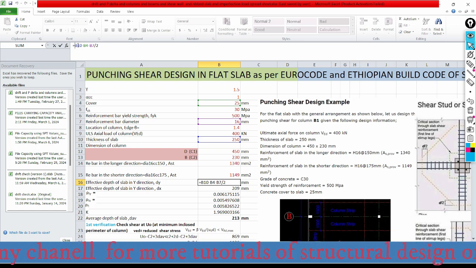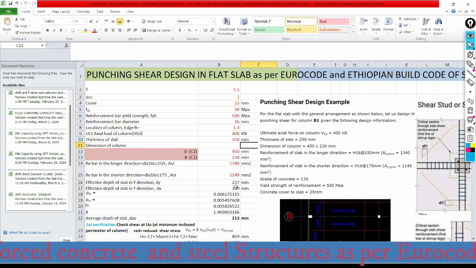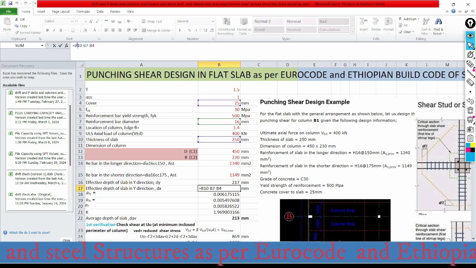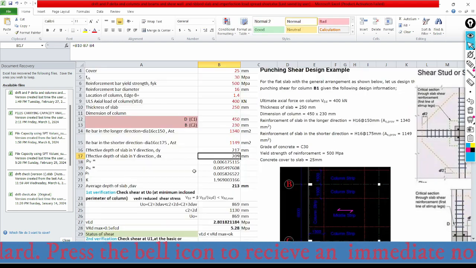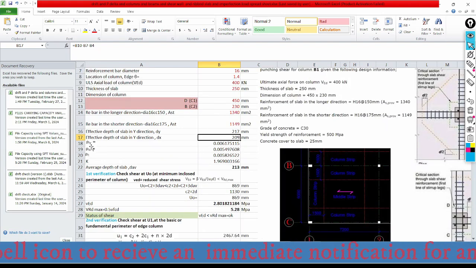Which is the depth of the slab minus the cover minus half the diameter of the main bar. And when we come to the lower one, the depth minus the cover minus the diameter of the bar. So it provides 209. And the reinforcement area in y direction, that is rho, can be calculated just like this.